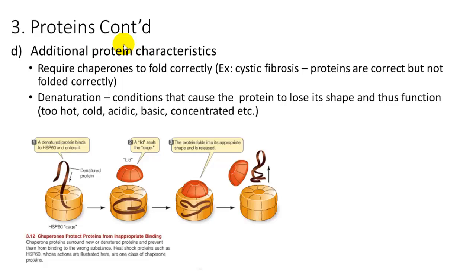Another thing that can happen is if a protein becomes too hot or too cold, those bonds that form between the R groups and the secondary and tertiary structures can start to break and warp, and then that will also cause the function to be altered as well.